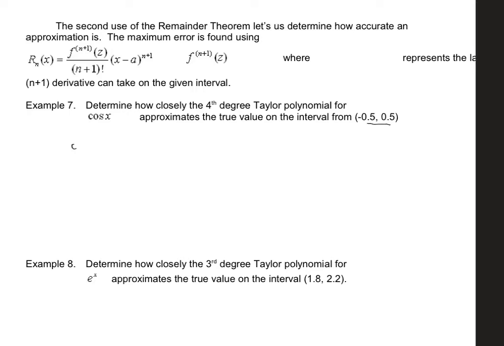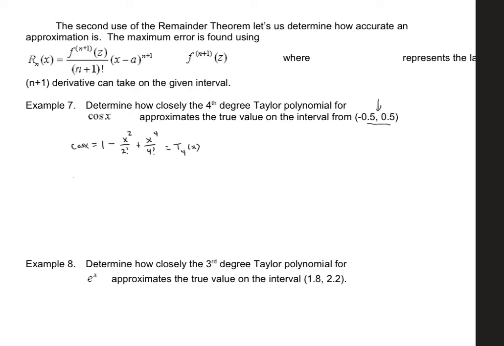So we know that cosine of x is going to be even, so it's going to be 1 minus x squared over 2 factorial plus x to the 4th over 4 factorial, and that's where we're going to chop it off for our 4th degree Taylor polynomial centered at 0 for cosine of x. And we're centered at 0, we can see, because our interval is centered at 0.